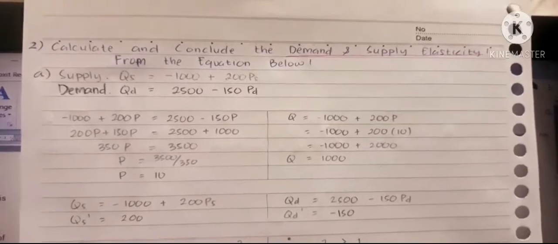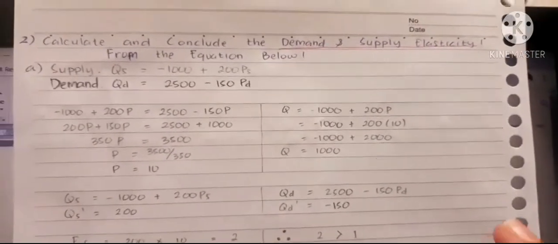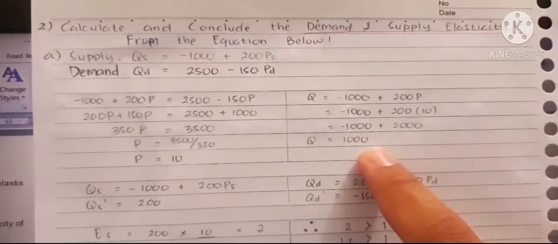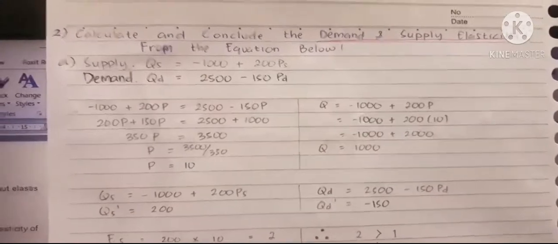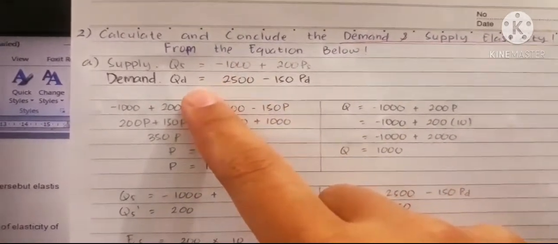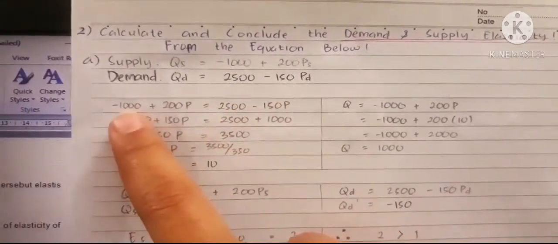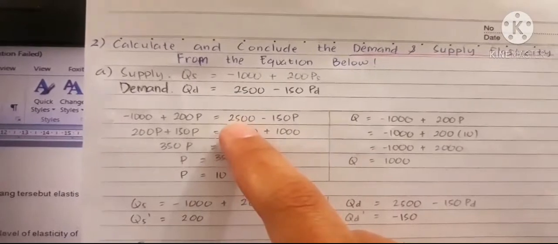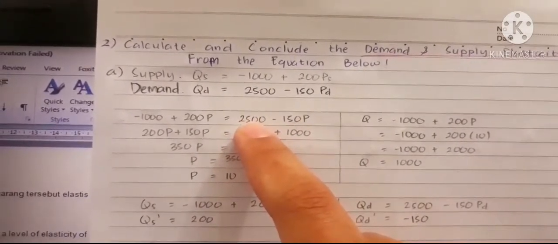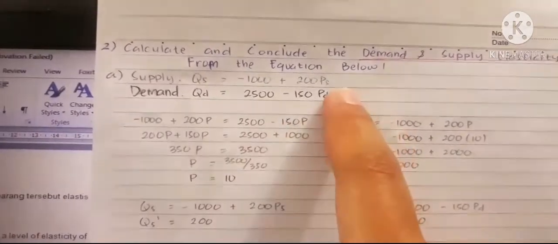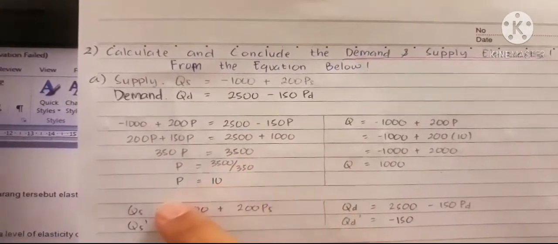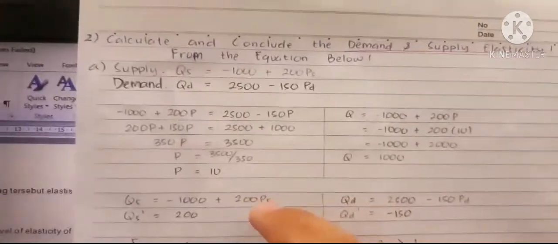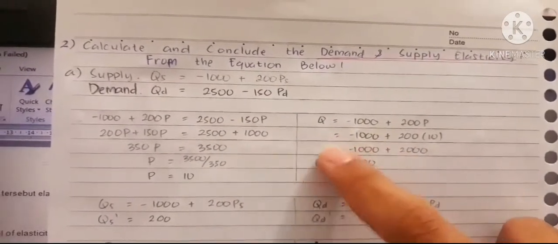The first step is we have to find the equilibrium point for P and Q. The formula is QS equals QD. And this is the calculation: minus 1000 plus 200p equals 1500 minus 150p. From this we calculate, and we get the P point, or the price of the equation.